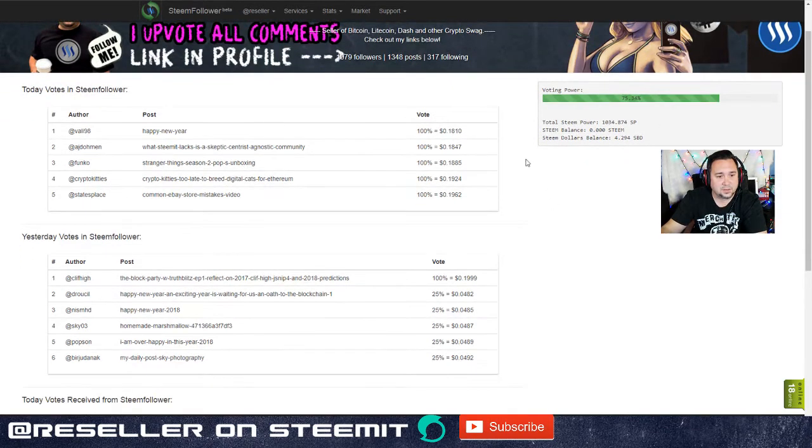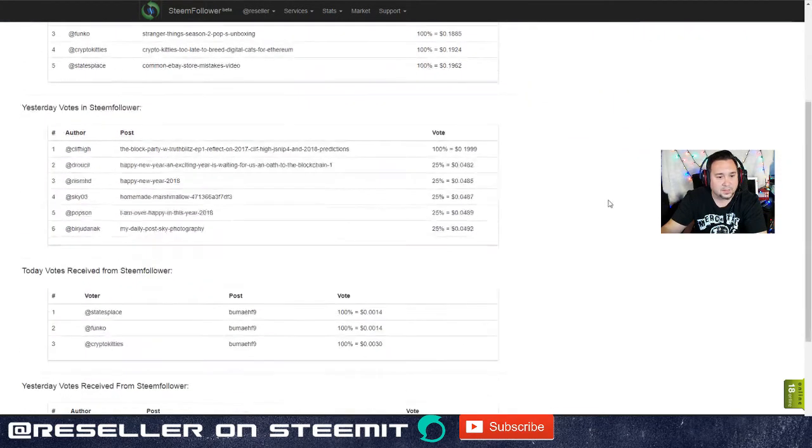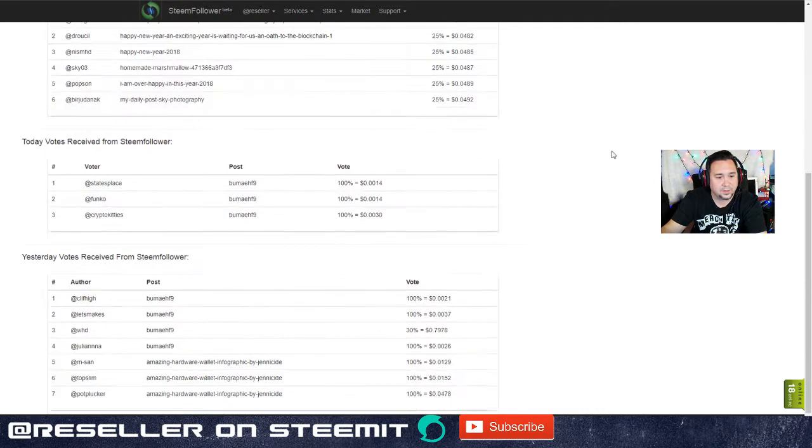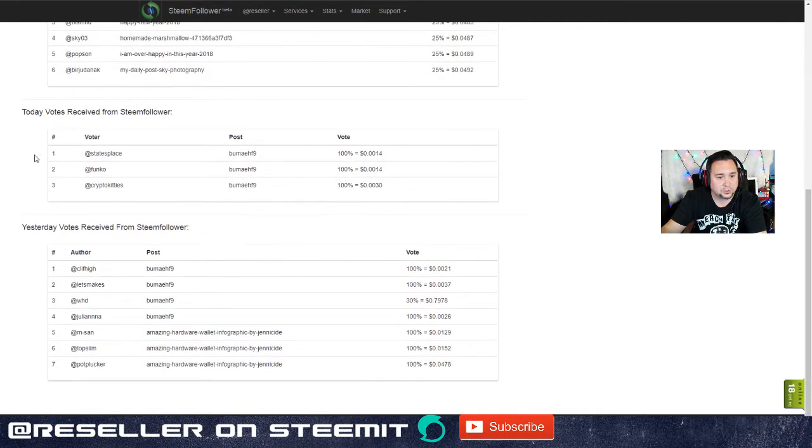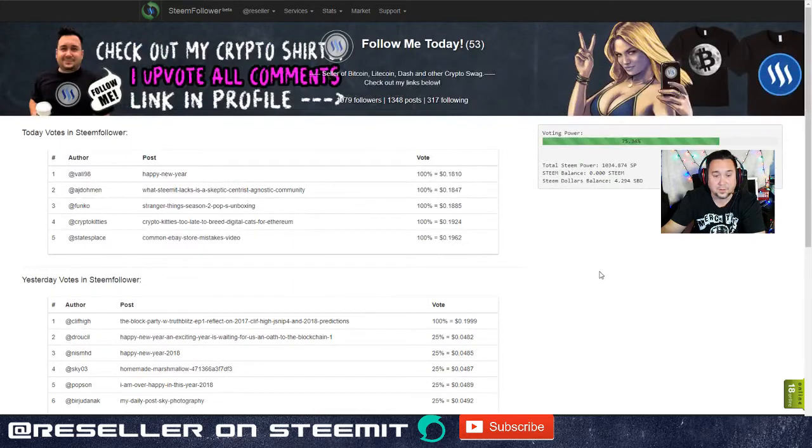As you can see, these are the upvotes that I posted today. I gave 100% 5 votes. Right here, this is going to show you yesterday's votes that we did. And it also will show you votes I received and yesterday's votes I received. So you can actually track who's voted on your stuff, and you can go into their accounts and find them and follow people through that. So that's basically the profile.